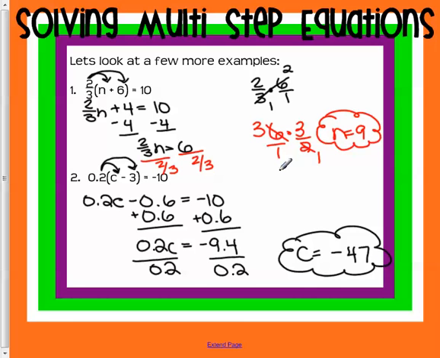Okay, let's check our work on that one. Plug in negative 47 minus 3 in your calculator. You should get negative 50. Then multiply that by 0.2 and we get negative 10. If you did, then it works.